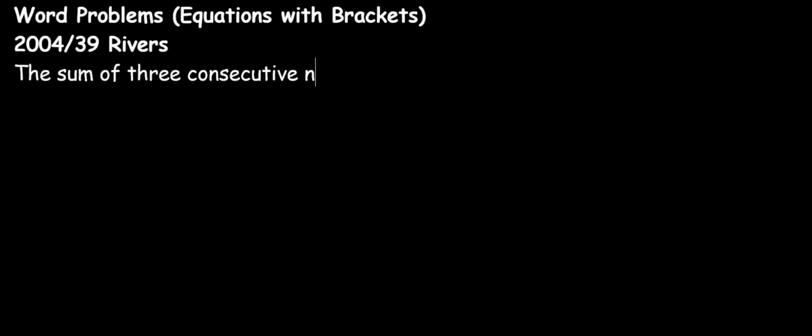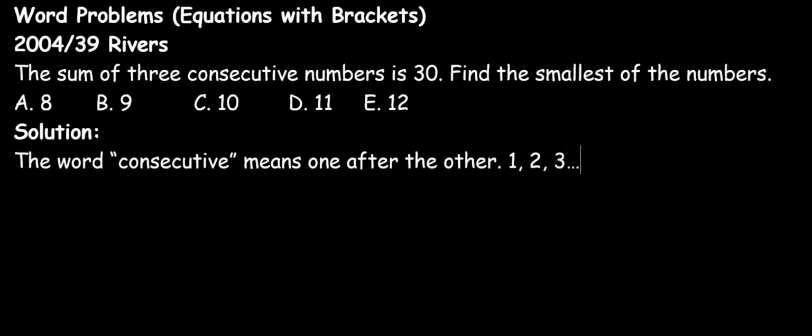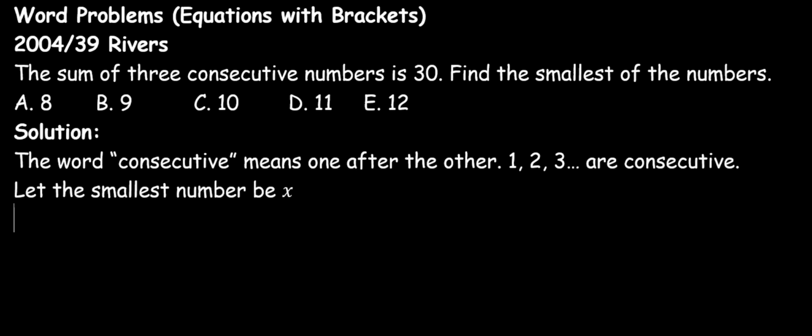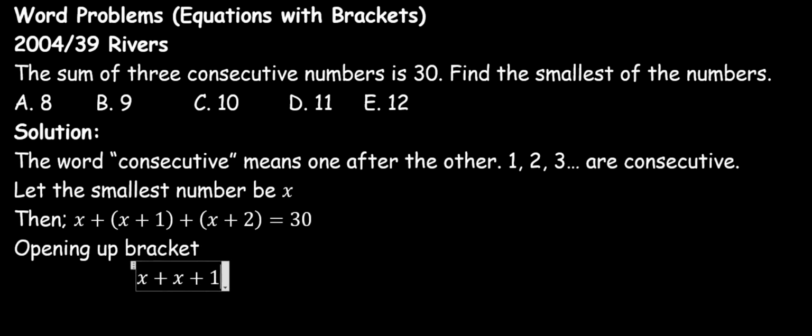The sum of 3 consecutive numbers is 30. Find the smallest of the numbers. The options are given. Solution. The word consecutive means one after the other, just like 1, 2, 3 are consecutive. Let the smallest number be x. Then x plus (x plus 1) plus (x plus 2) will be equal to 30.